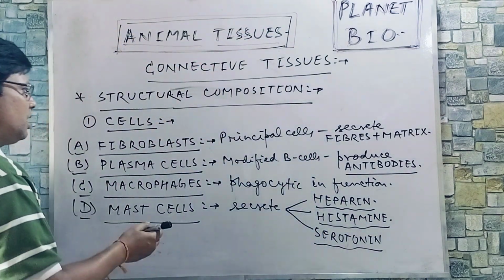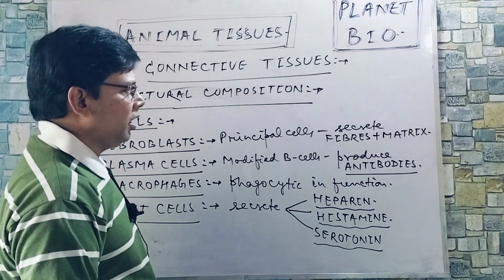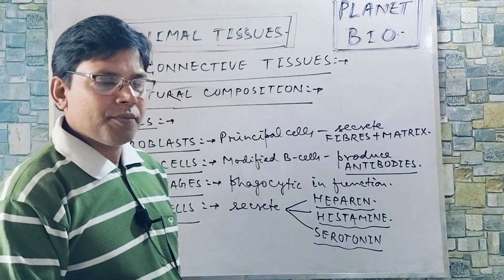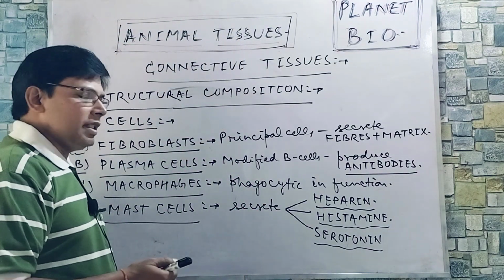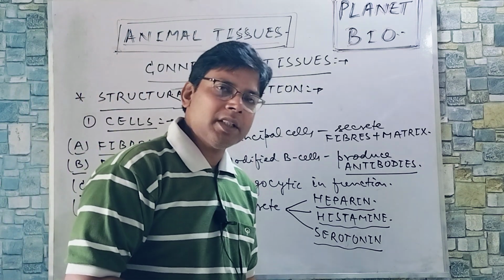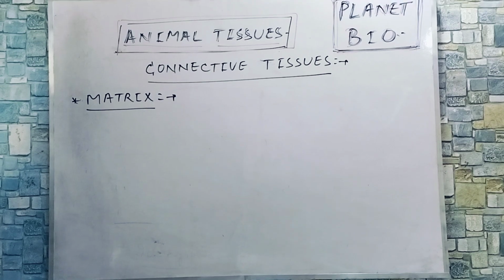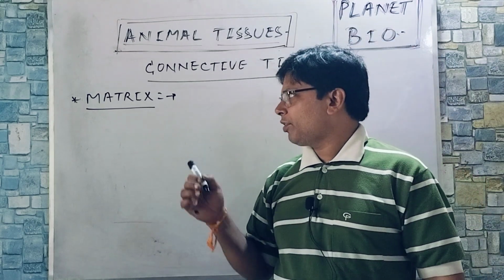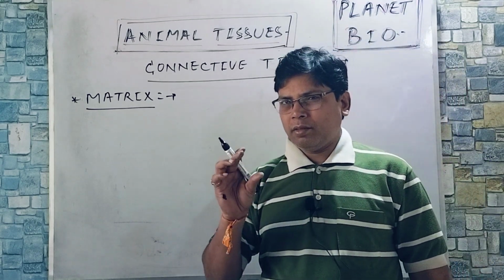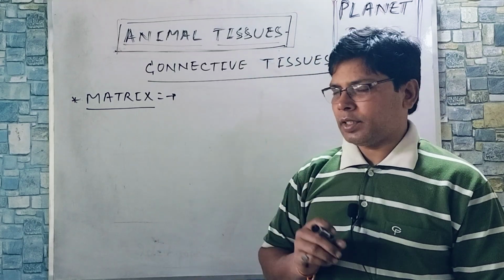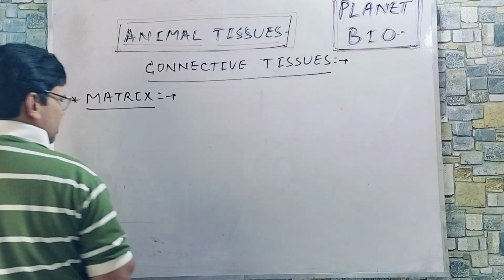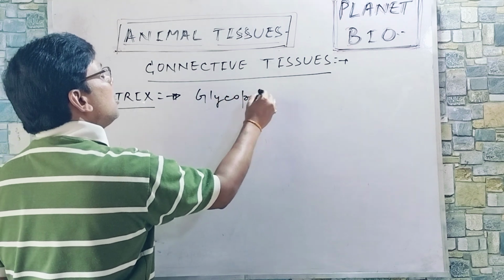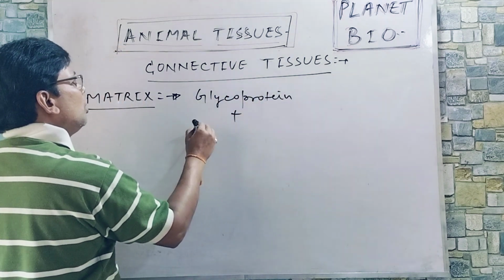So these are the main cells, the important cells found inside the connective tissues. Other cells are also present there, but you do not have to study that. Now, the next point is about matrix and its different types. What about the matrix of connective tissues? Matrix is sticky, that is jelly-like or viscous, and it is made up of glycoprotein and mucopolysaccharides.